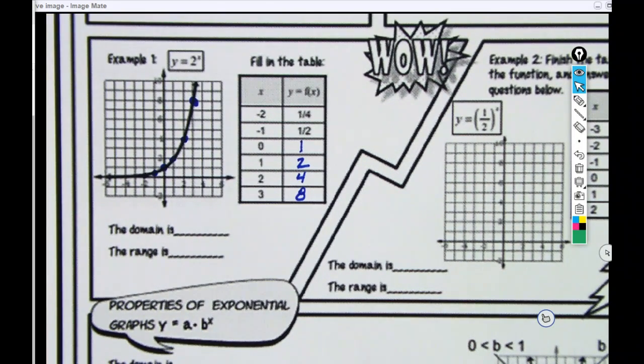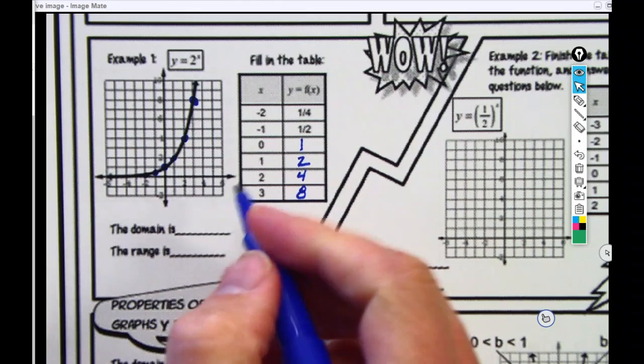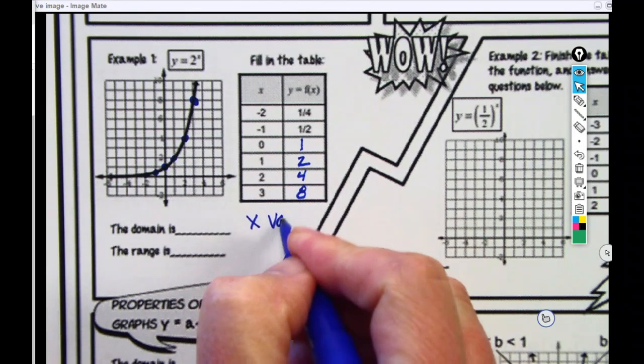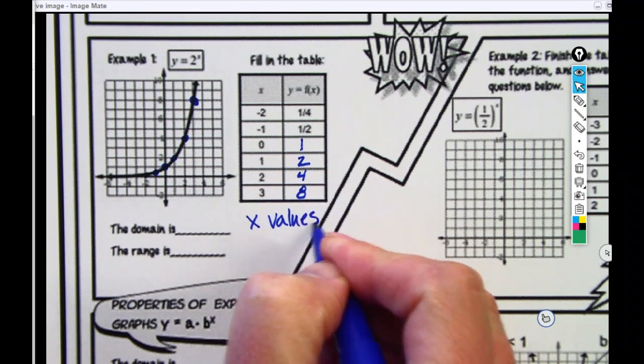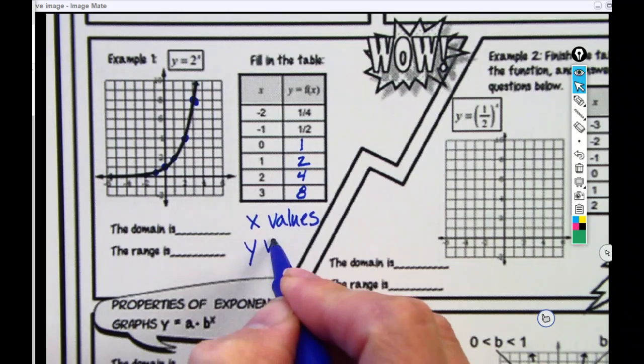And it will ask you today what your domain is and what your range is. Do you guys remember how domain and range works? Because it's been a minute since we've talked about domain and range. Isn't that domain the x and range the y? Domain are your x values. And the range are your y values.